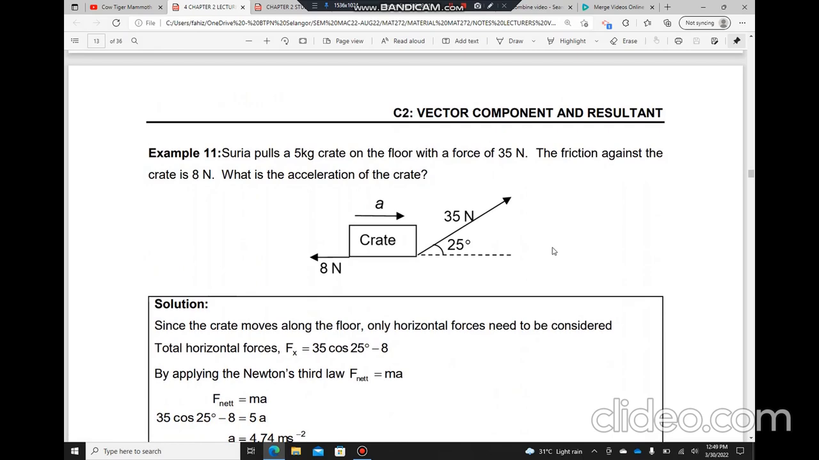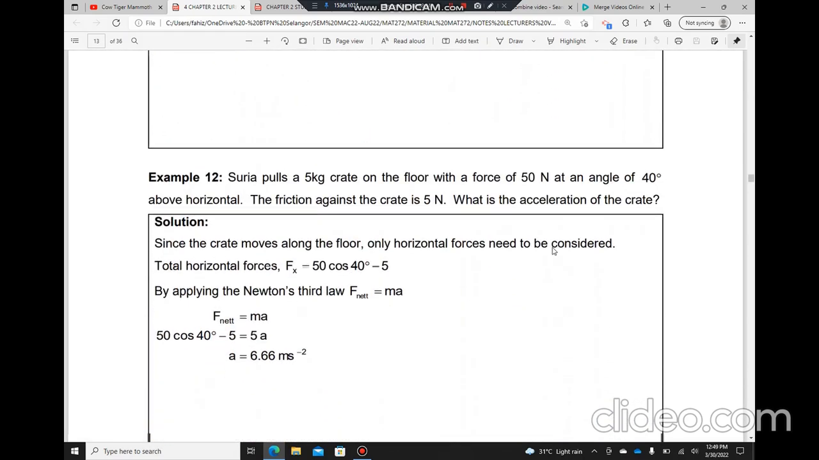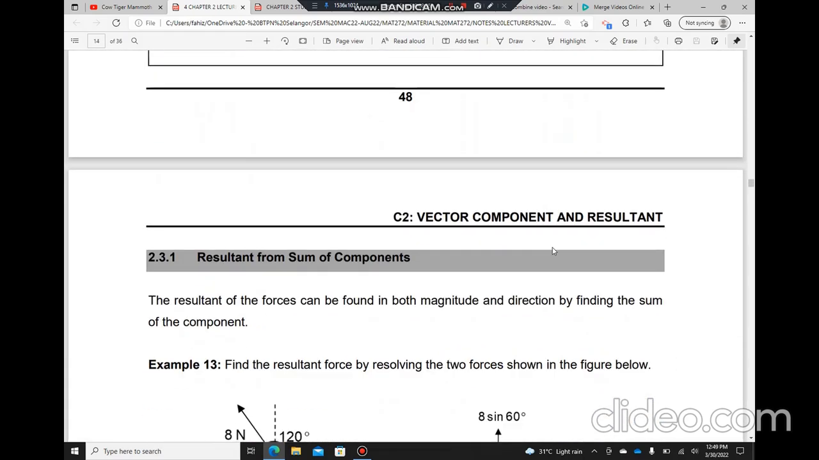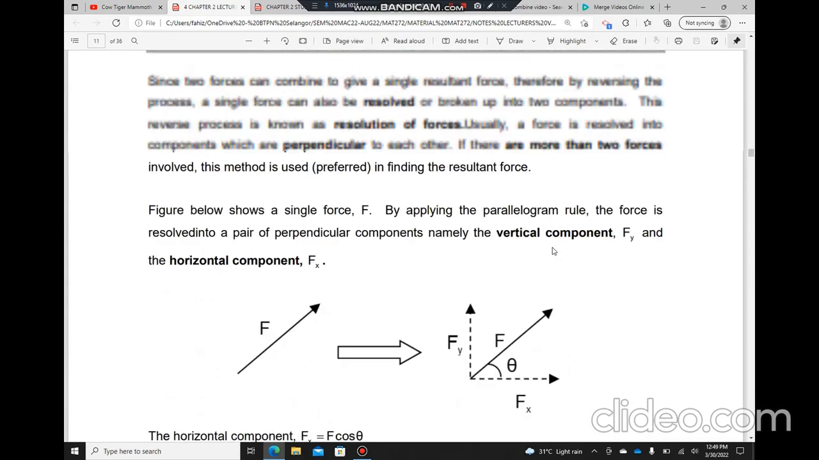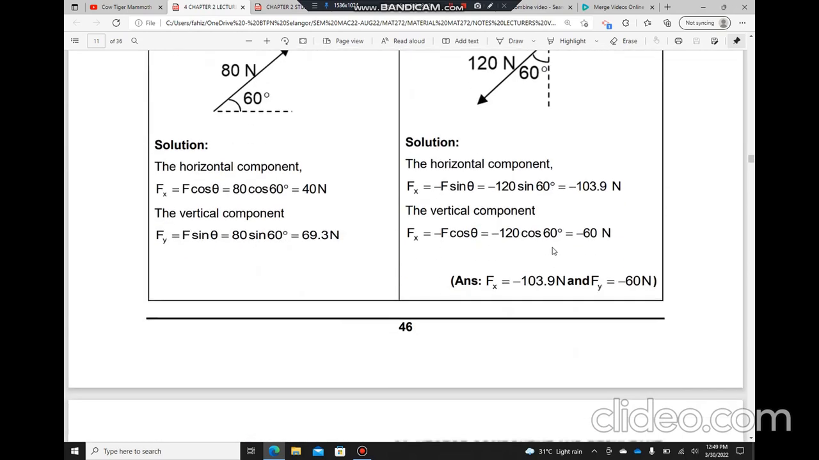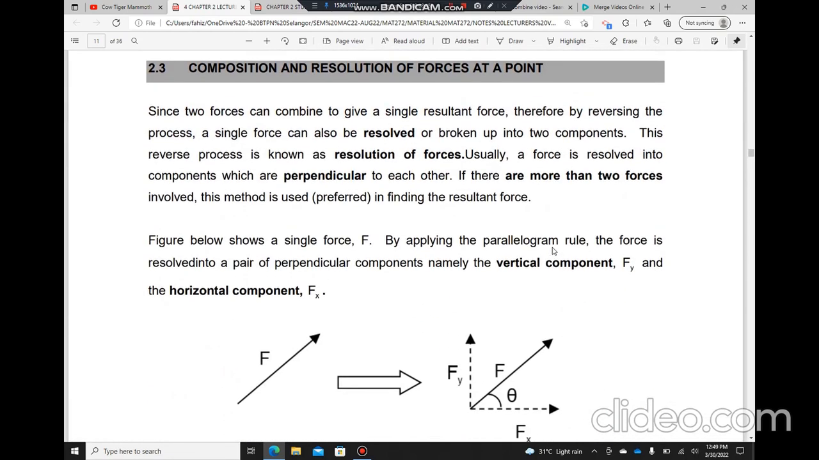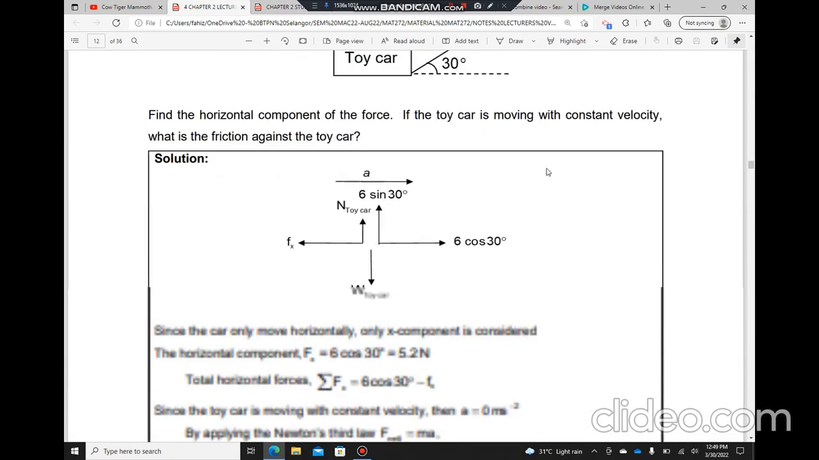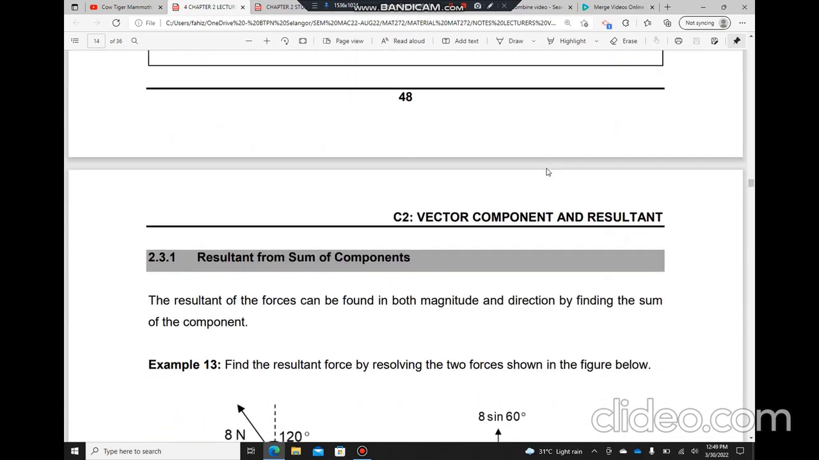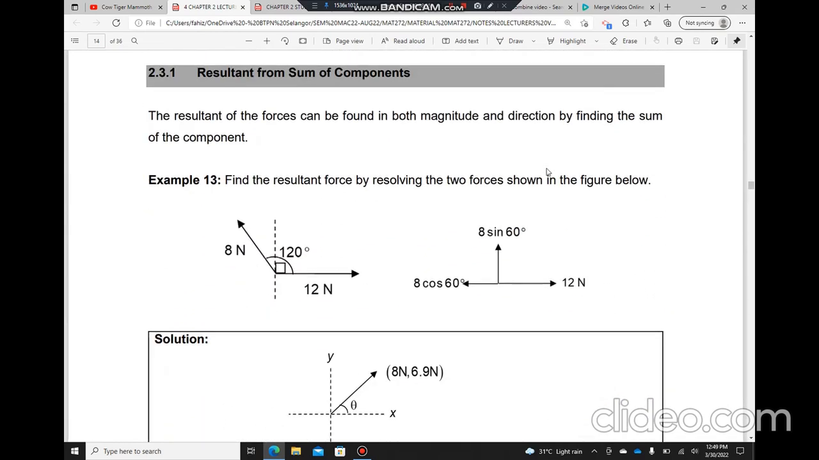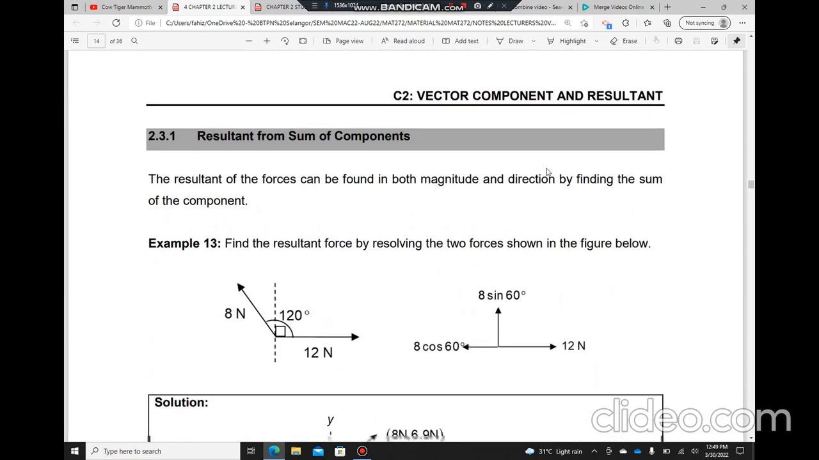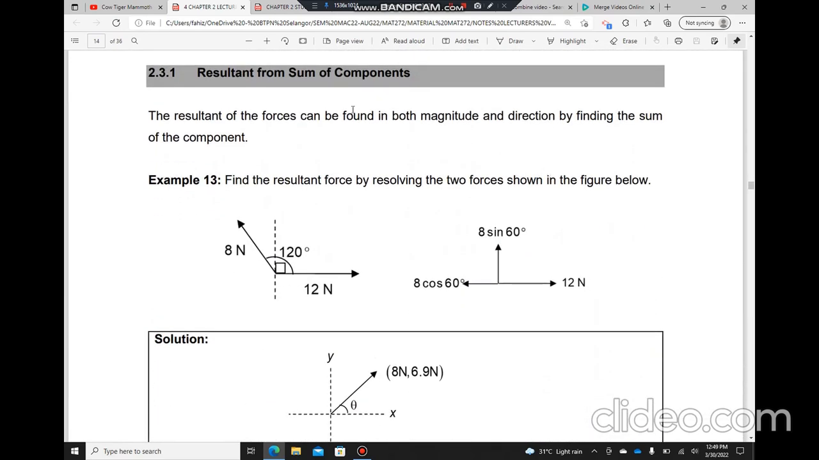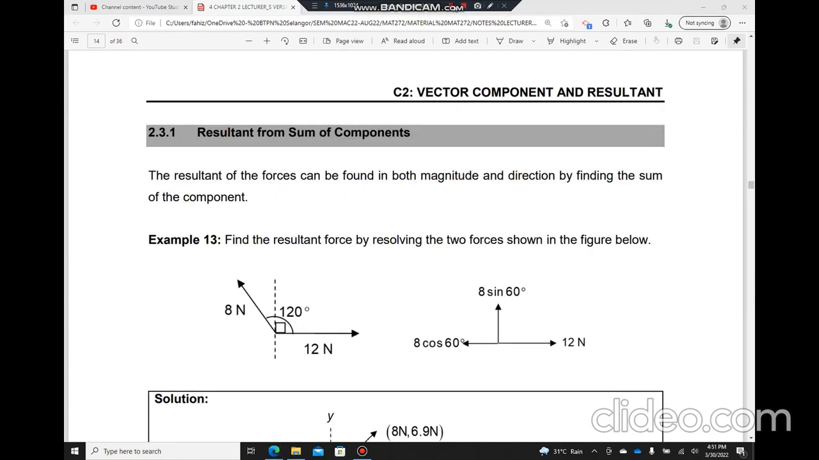Okay, so you can try complete example 11, example 12. Okay, so yang tu untuk topik composition. Okay, composition and resolution kan, resolve. Maksudnya kita resolve or broken up into two components. Okay, then another one is resultant from sum of components. Okay, so tadi kita stop sampai sini, example 12. Okay, resultant from sum of components.